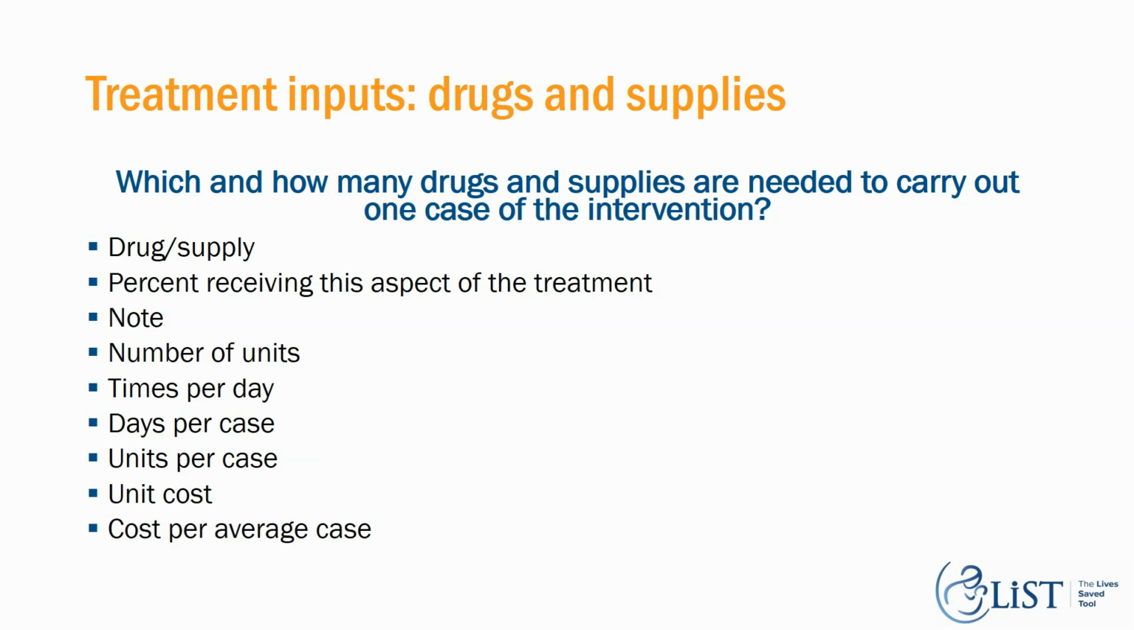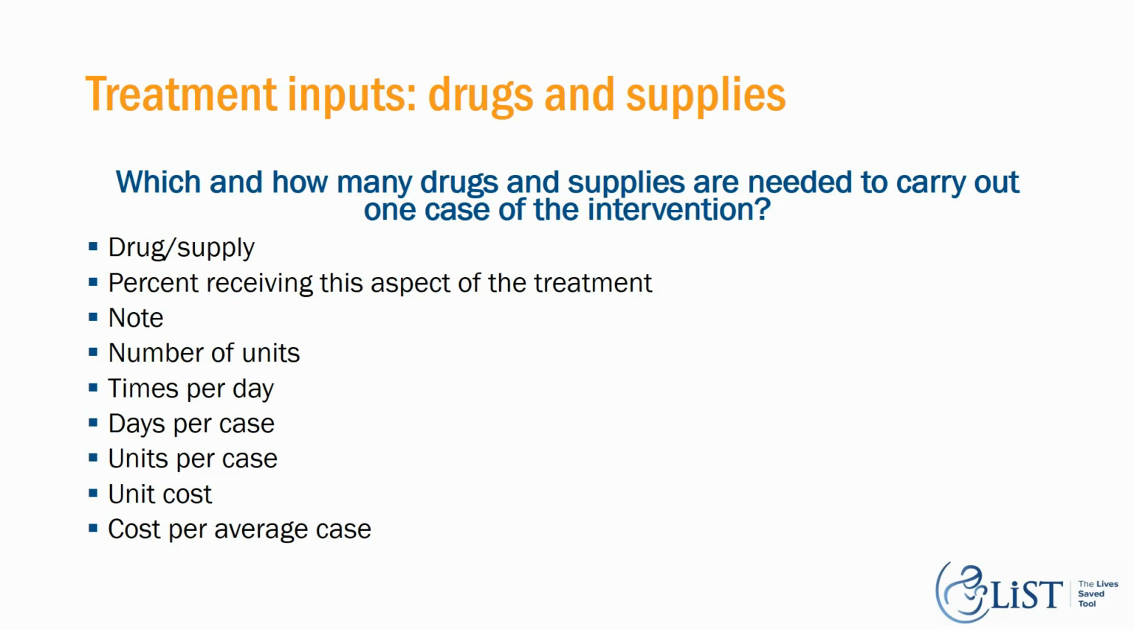We then have a section about notes, which describe what this drug or the supply does in the intervention. Then we have the number of units. So once again, this is for one case of the intervention. So how many of that specific drug or that specific supply do we need for one case of the intervention?